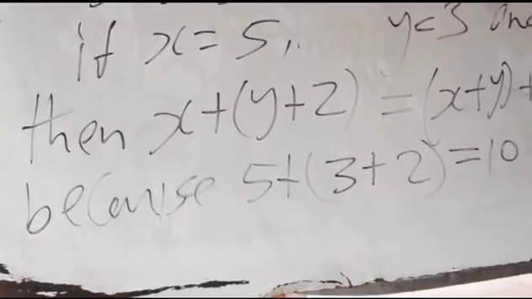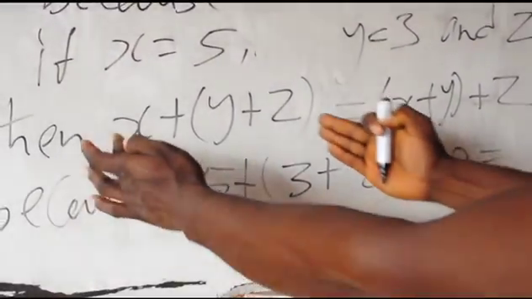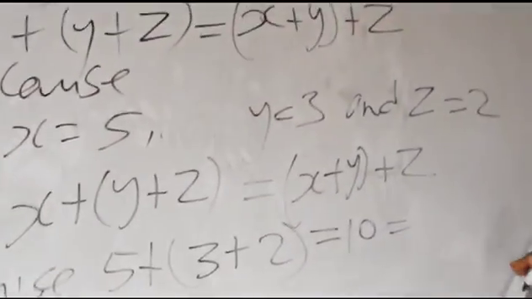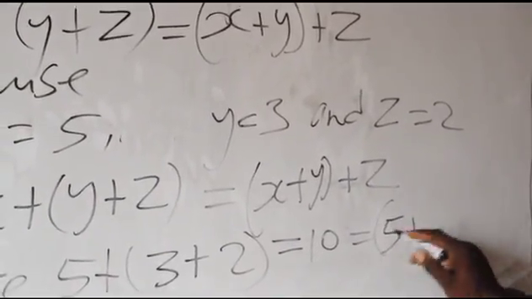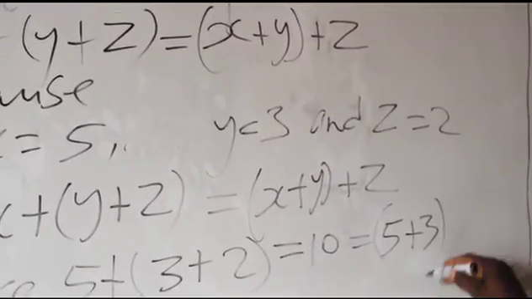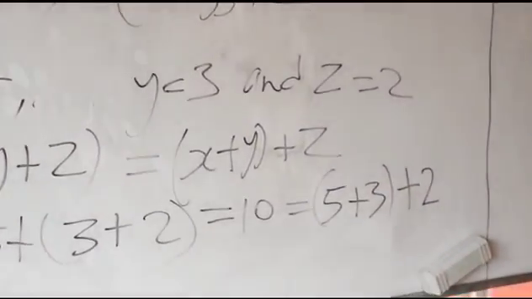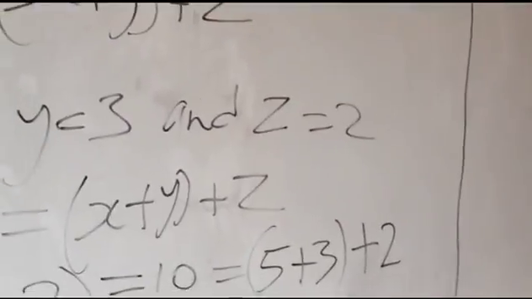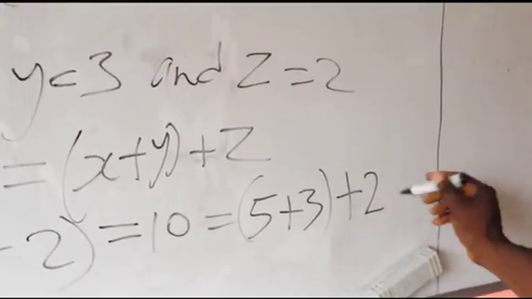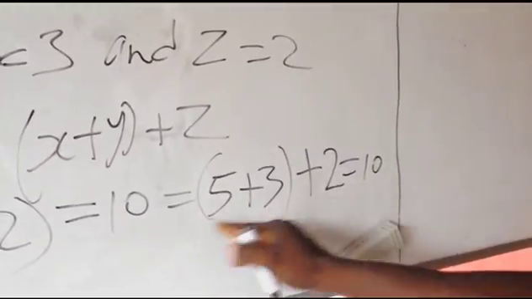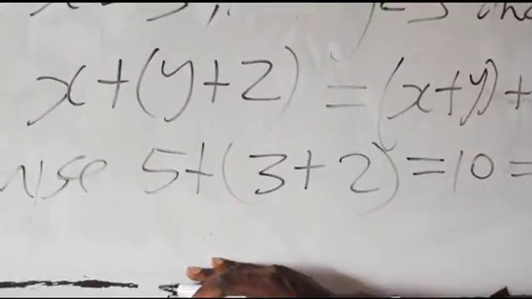And if we have our x and y inside, let's look at this one now, see what it will be. x is 5 inside the bracket plus y is 3 inside the bracket plus z, which is 2 outside. So we have 5 plus 3 equal to 8, plus 2, that is equal to 10. Therefore, the operation of addition is associative.